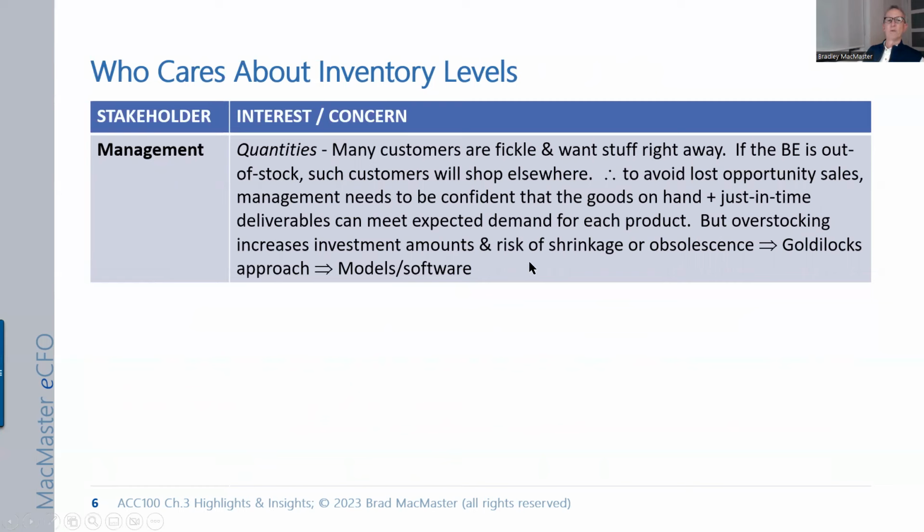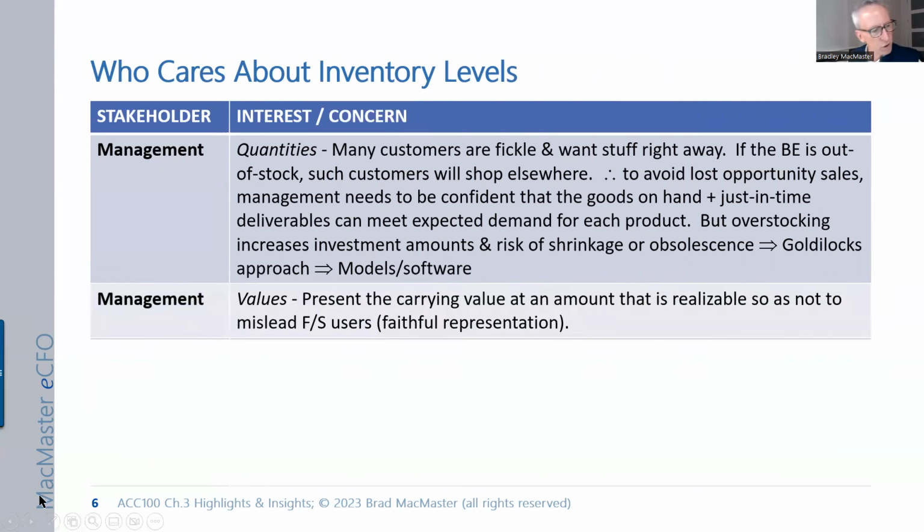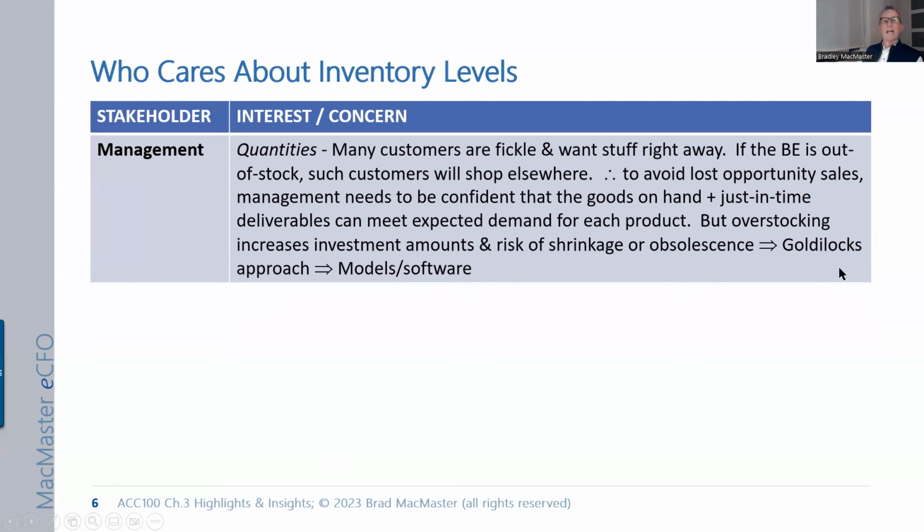It also increases the risk of the quantity of goods that can be stolen or go obsolete. So this is what I refer to as kind of needing to apply a Goldilocks approach. You don't want too much, you don't want too little, you want just the right amount. So what is that just the right amount?